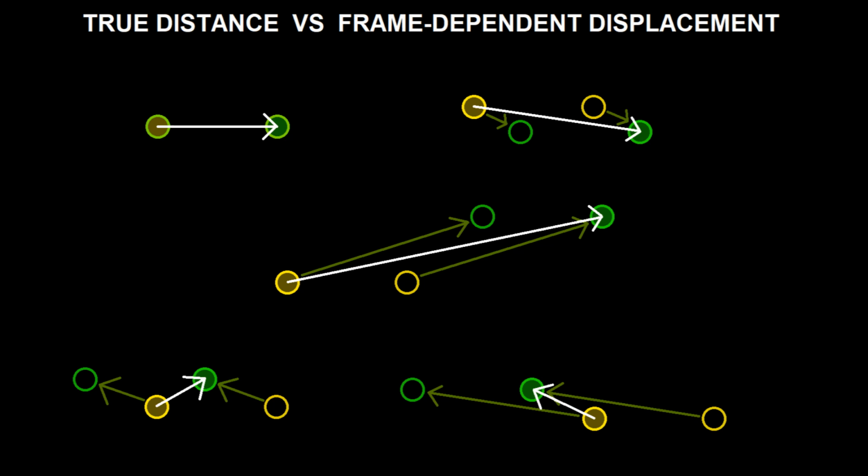Furthermore, if we consider a frame-dependent displacement to be dependent on the location of an observer in velocity space, then it also becomes subjective in a way that a true distance is not. Because the location of the zero coordinates in velocity space is arbitrary, then so is the length of the frame-dependent displacement. Meanwhile, the length of a true distance is a real property of nature that doesn't depend on how we choose to describe or represent it.